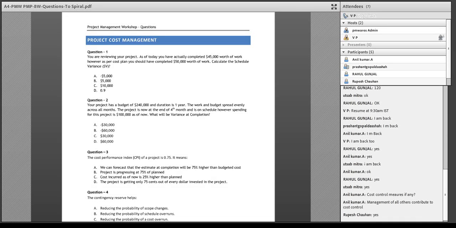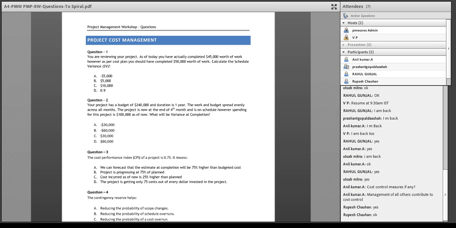So Rupesh, we have completed the scope, time, and this cost chapter as well, and now people are attempting the questions of cost management. So let's attempt questions of cost management. I think there are 15 questions, maybe 10 minutes should be more than sufficient. Next 10 minutes, they are yours.